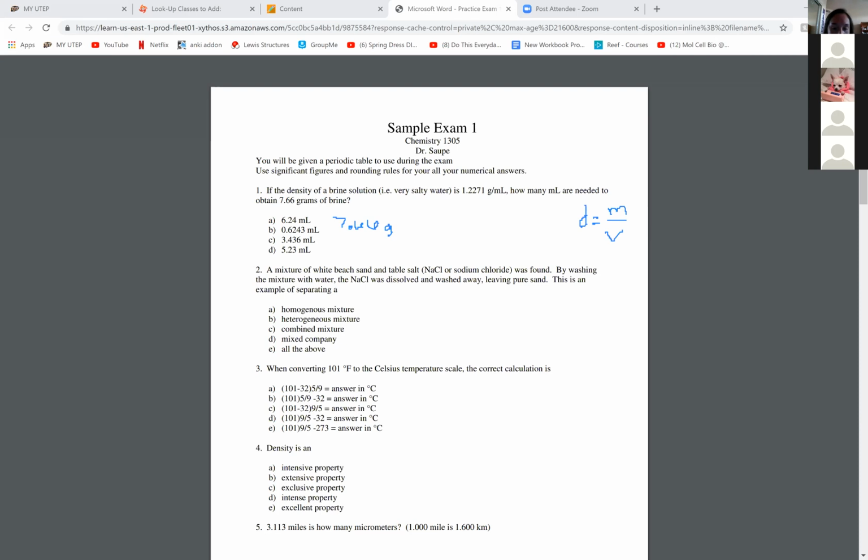And then you would manipulate that to equal the volume. Exactly, okay. So what would that give us? If we're trying to find volume, what would that give us? Mass over density, right? Yes. Okay, so if we're given 7.66 grams, and we're looking for the volume in milliliters, what's our next step here? Input the value, 7.66 over 1.2271. Yes, okay.